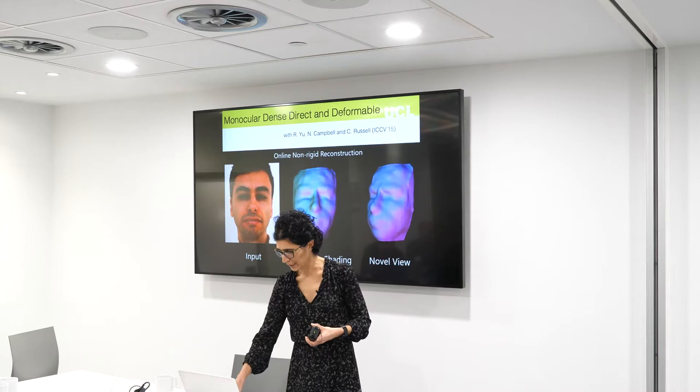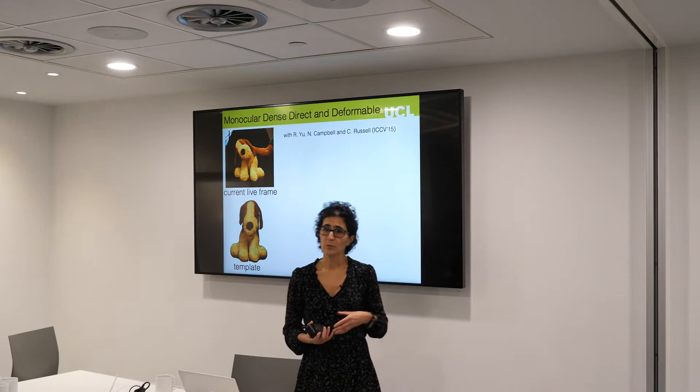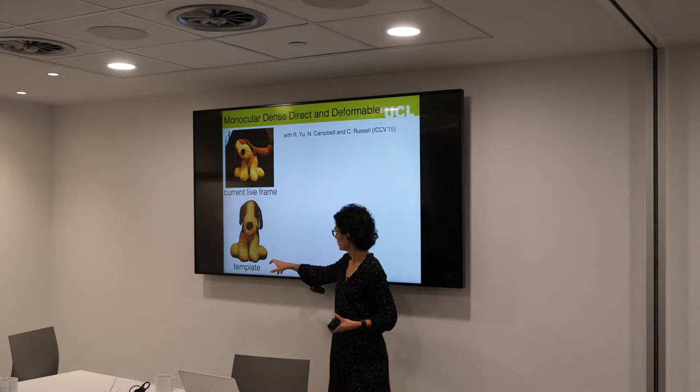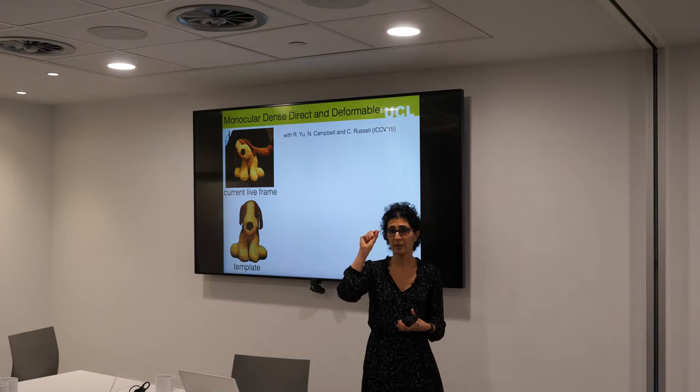So how do we actually solve this problem? We start off with a template. We assume that we have a few frames where the object is static, the object doesn't deform, and we assume that we can construct a 3D template. This template also contains photometric information.